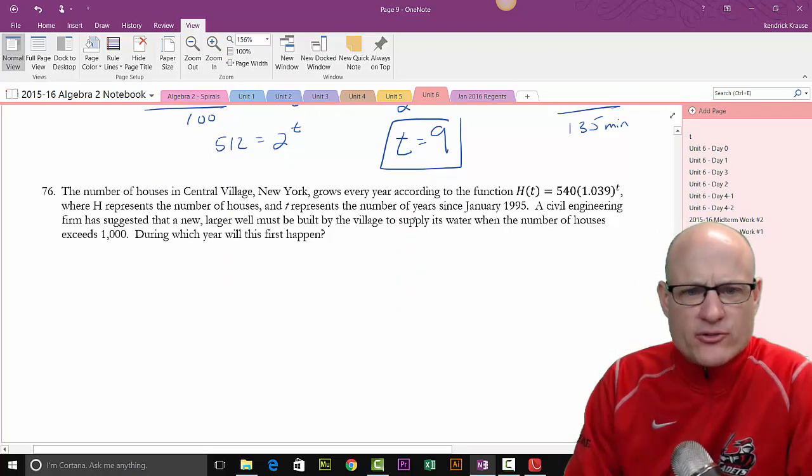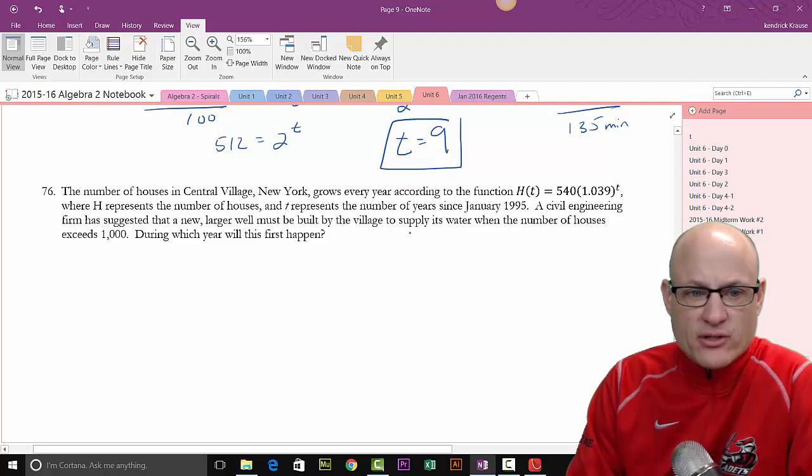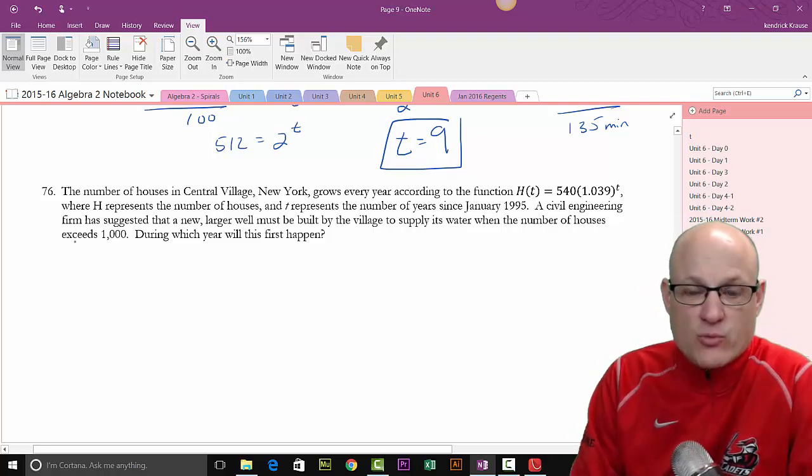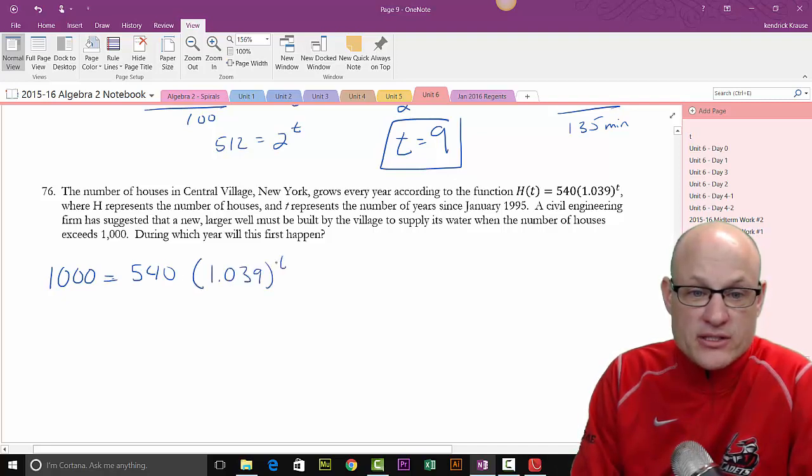The number of houses in Central Village, New York grows every year according to that function, where H represents the number of houses and T represents the number of years since January 1995. A Cinderella engineering firm has suggested a larger well when the number of houses exceeds 1,000. So I want to know when it'll exceed 1,000 houses. So 1,000 is equal to 540 times 1.039 to the t.